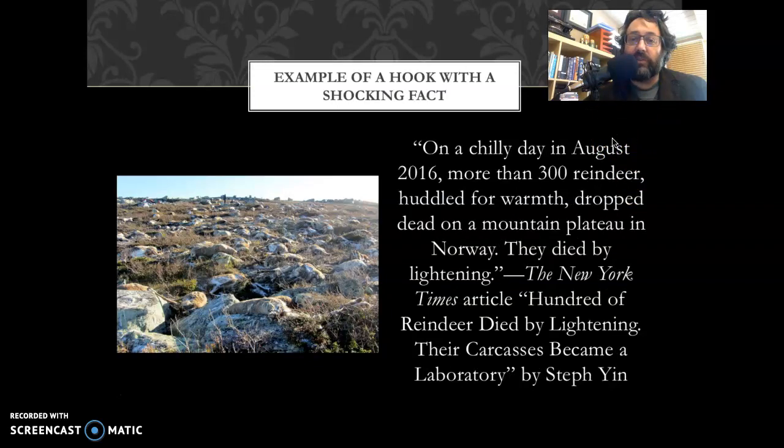Here's the use of a shocking fact as a hook. "On a chilly day in August 2016, more than 300 reindeer huddled for warmth dropped dead on a mountain plateau in Norway. They died by lightning." This was from an article called "100 Reindeer Died by Lightning. Their Carcasses Became a Laboratory." And again, that's a very shocking occurrence. So that makes it an effective hook.